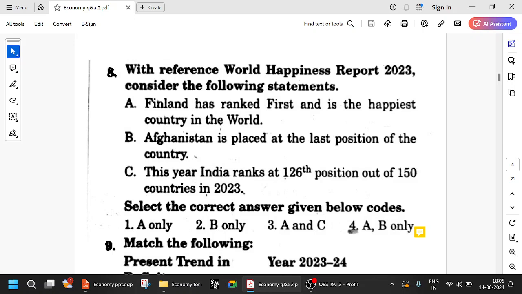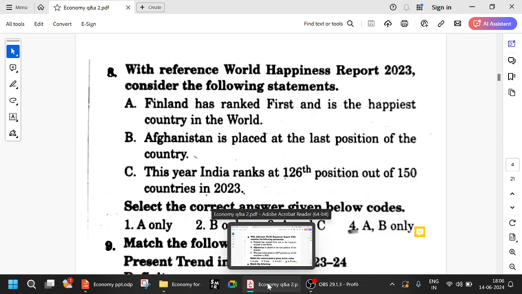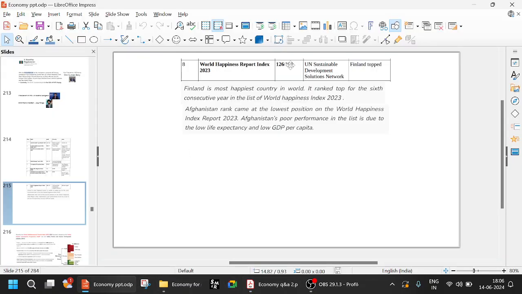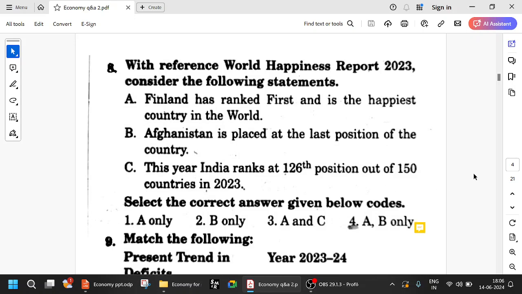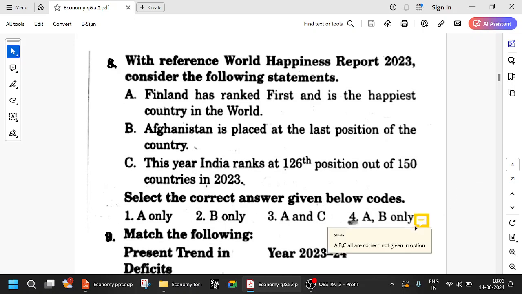So what is the question? Finland has ranked first and is the happiest country in the world, which is true. Afghanistan is placed last, which is true. India ranks 126th in 2023, which is true, 126 out of 150. That's what we have seen, right? So all three are correct. The option ABC is not there, that's why I put a comment here. All ABC are correct, not given in the options.